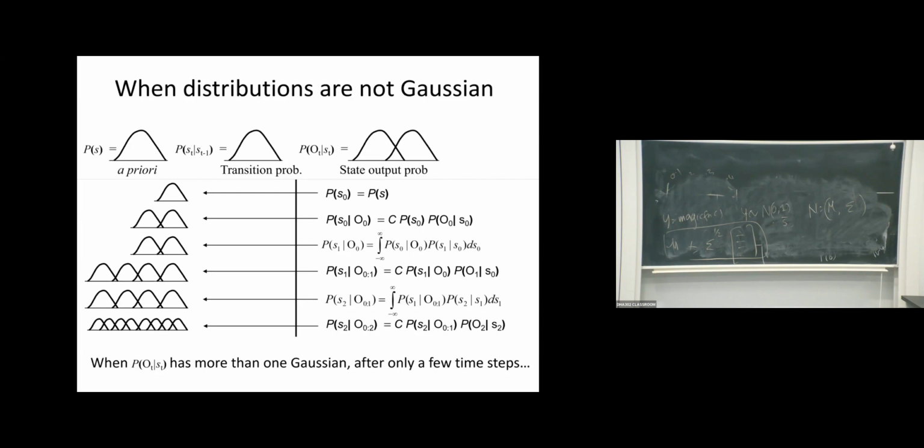Pick one of the Gaussians. So here is the trick that we're going to use. And this is another crappy trick, which is often used. Okay?